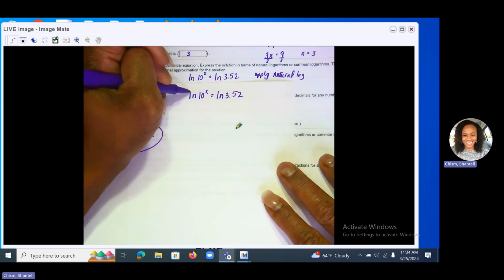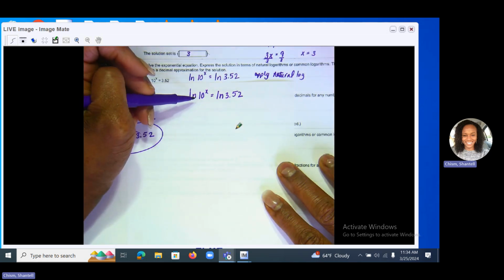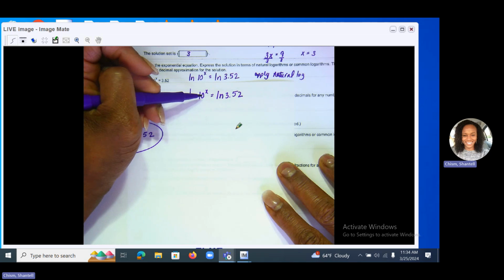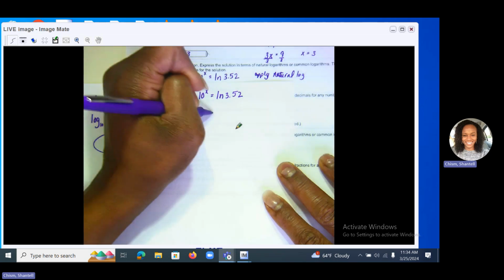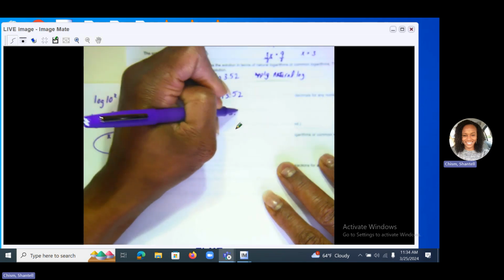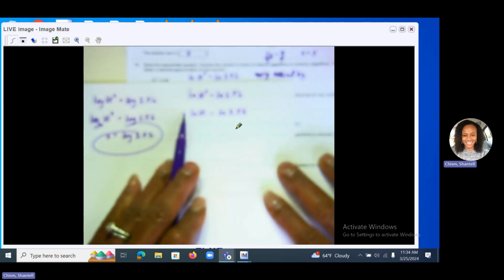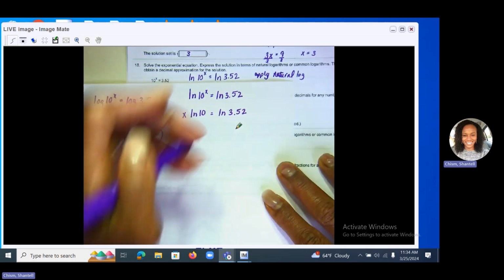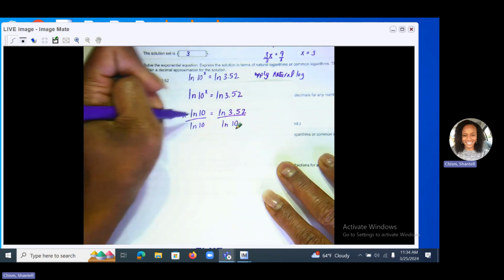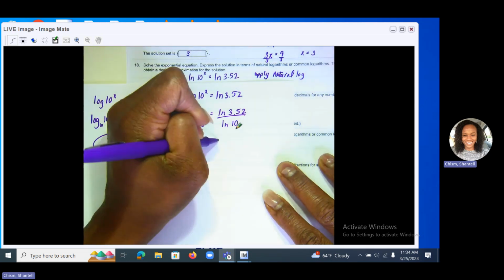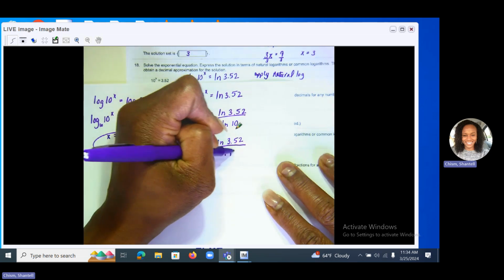Okay, so this is ln of 10 to the x. Well, here, because I did not apply the common log to get rid of the 10, I have to apply the power rule that allows me to bring down the x. Okay. All right, so that's what I have right now. Then, so I brought down the x as a product. Then I'm going to divide out by the ln of 10. So x equals ln of 3.52 divided by ln of 10.